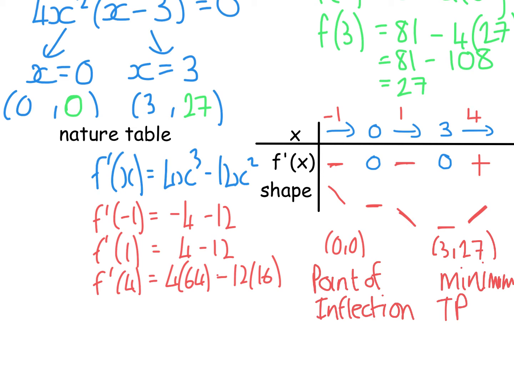And this is what they're looking for. This is the answer to the full question. You must have that. You must have both your coordinates written out in full and stating what the nature is. That is, you've found the nature of those turning points. So that's my first example.